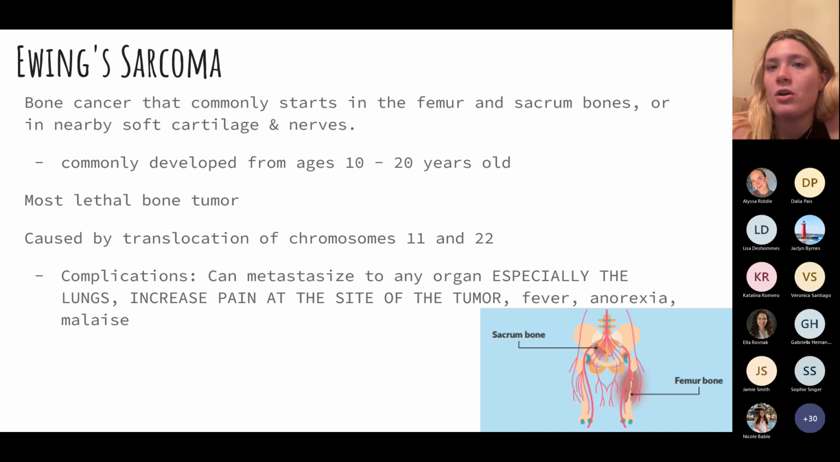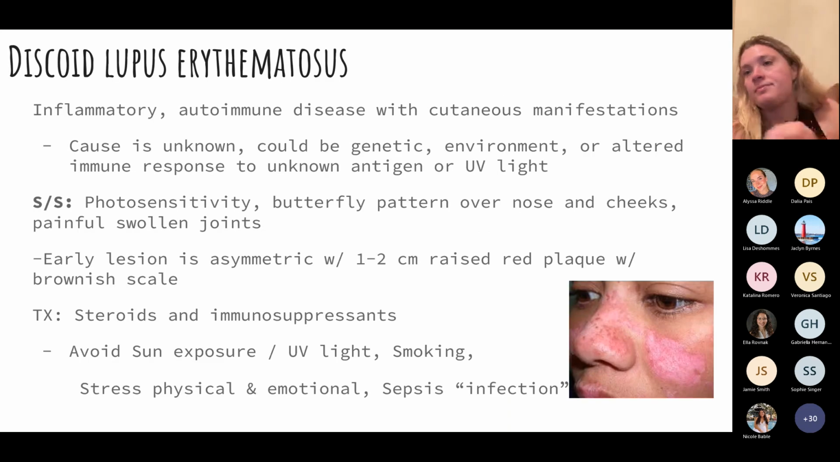So we have Ewing sarcoma. Again, unfortunately, a lot of our bone cancers have poor prognosis. This is usually a cancer of the femur or sacrum. Common in 10 to 20-year-olds. Again, chromosome issues, but with Ewing sarcoma, chromosomes 11 and 22 get translocated. Lots of complications. This is a very high risk for metastasizing, specifically to the lungs. They're going to have a lot of pain at the site.